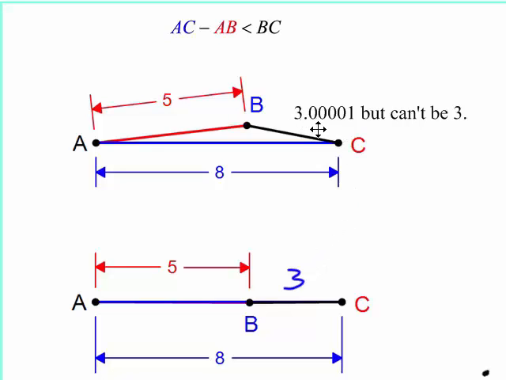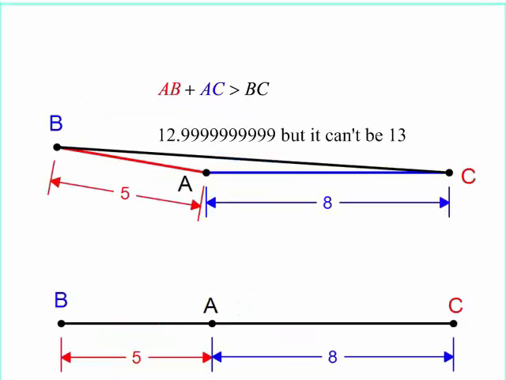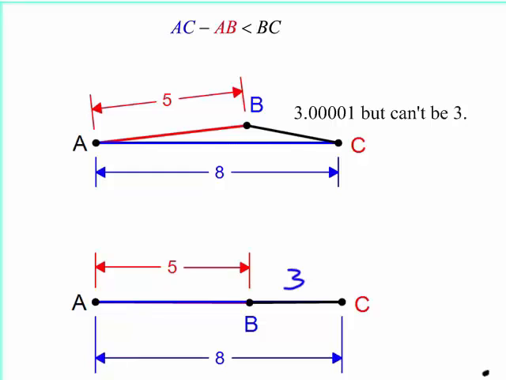So it could be 3.00001, but it can't be 3. Right? So it's got to be between 3 and what we did on the previous page, 13. But it can't be either of those values. So let me write that. So BC, here, just sort of throw that in the middle here, has got to be between 13 and 3. Right? And that's it, I think.